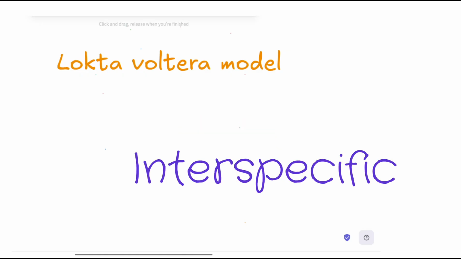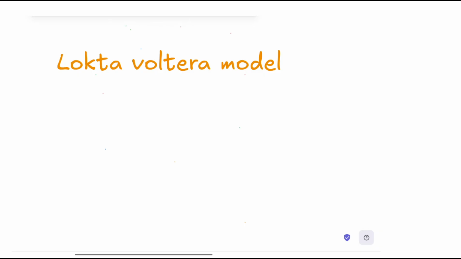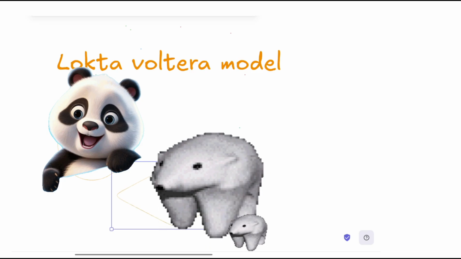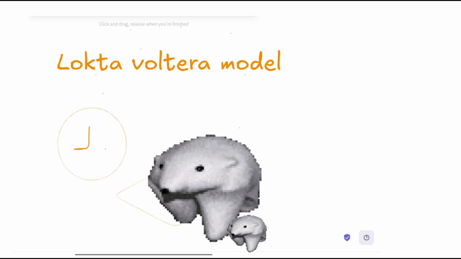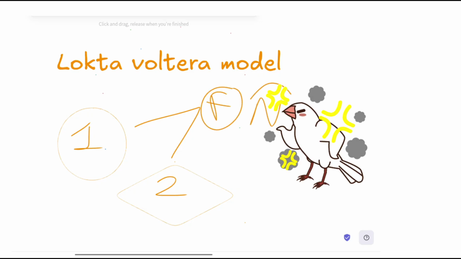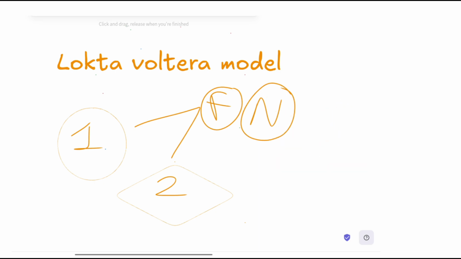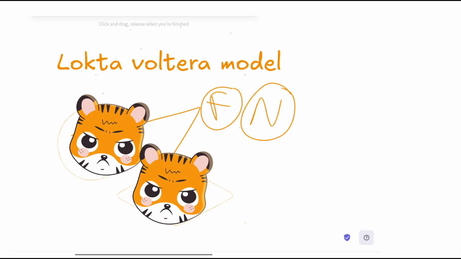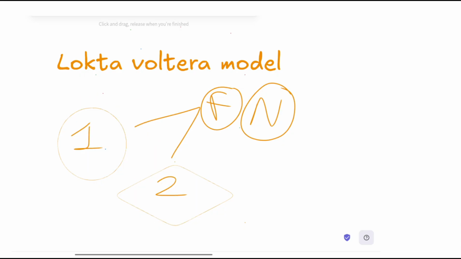The Lotka-Volterra model is of interspecific competition. Now what is interspecific competition? For example, we have taken two different species, species 1 and species 2, and they are competing for food or nesting, like birds building their nests. They are competing with each other. That is interspecific. And intraspecific competition is between two similar members of the same species competing with one another. So we know what interspecific and intraspecific are.